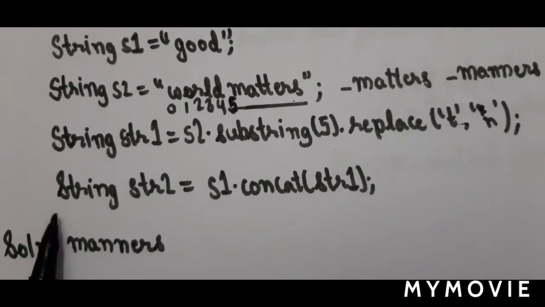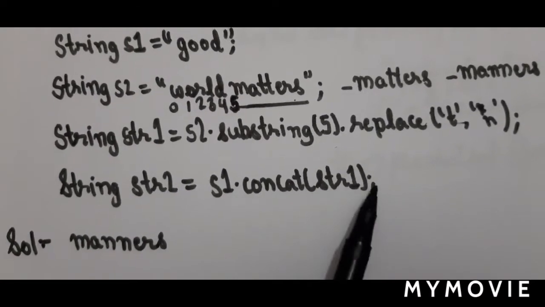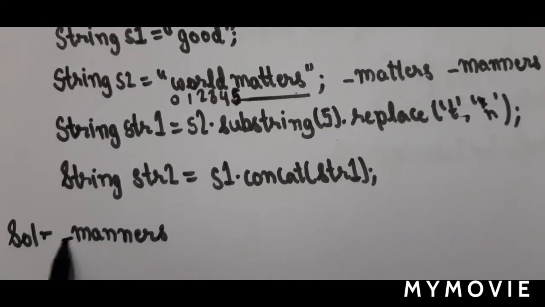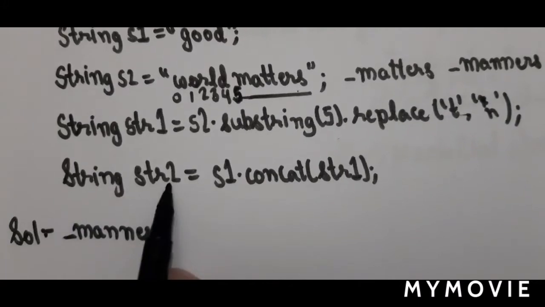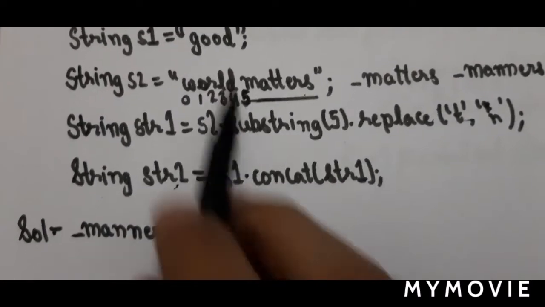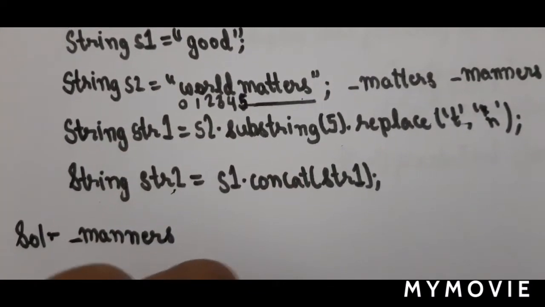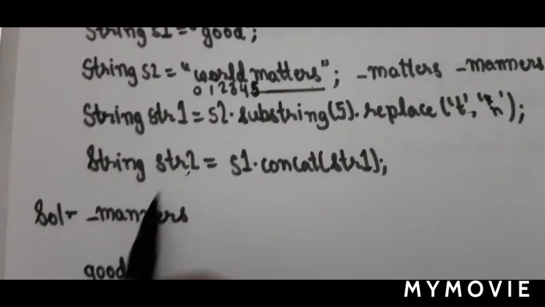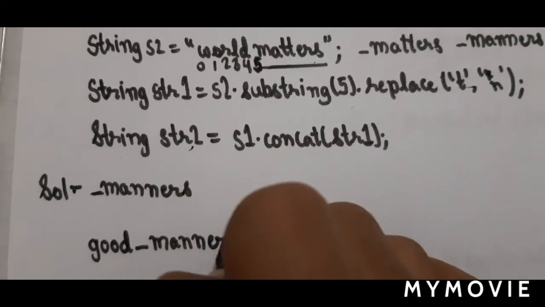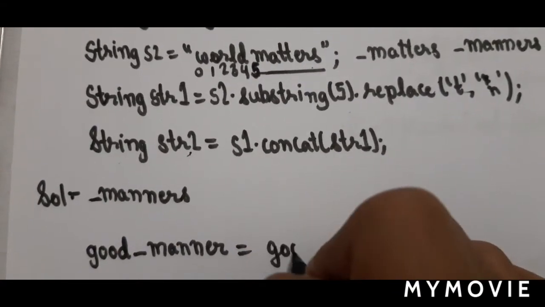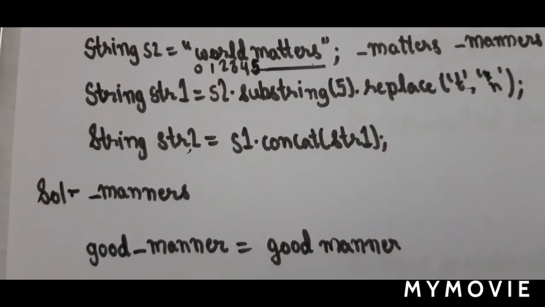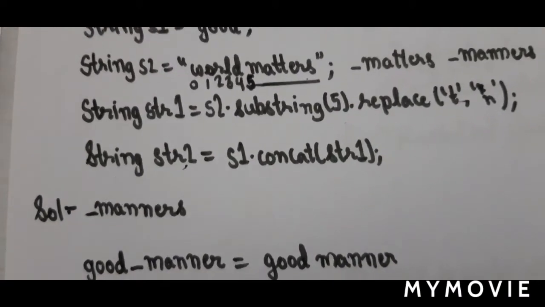And for String str2, it is s1.concat(str1). So s1 is "good", and here is a space. Concat means combining. So "good", and here is the space. We left the space and we wrote "manners". So it becomes "good manners". So this was our fourth question. Let's move on to our fifth question.